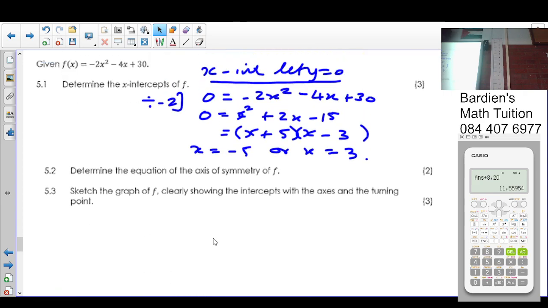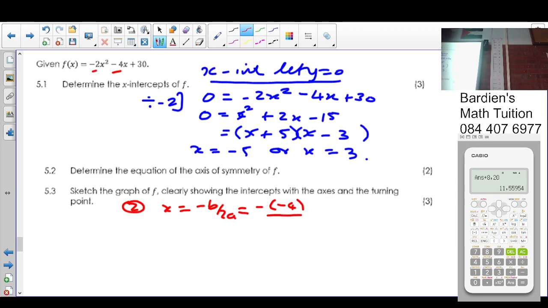How do you work out the axis of symmetry? It's minus b over 2a for the x value. So your b is negative 4, so minus 4 over 2, a is negative 2. So it's negative 2 times 2, or 2 times negative 2. Give me an answer of negative 1.